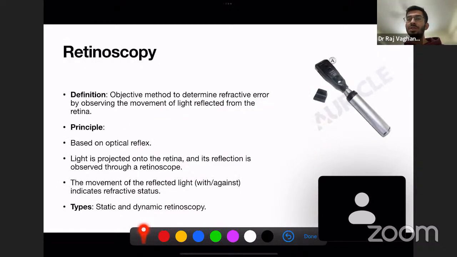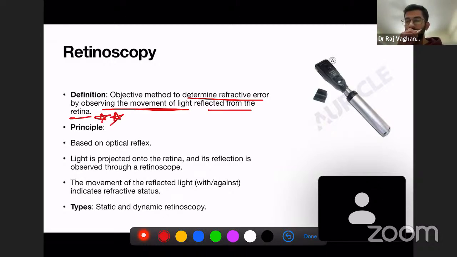Other than that, we have retinoscopy. The name itself suggests that it is used to examine your retina. It is an objective method to determine the refractive error, by observing the movement of light reflected from the retina. It focuses on the retina, and the light reflecting from the retina is observed by the retinoscope, and it determines how much light is reflected. By that it can determine the refractive error of the patient. So that is the definition of retinoscopy.